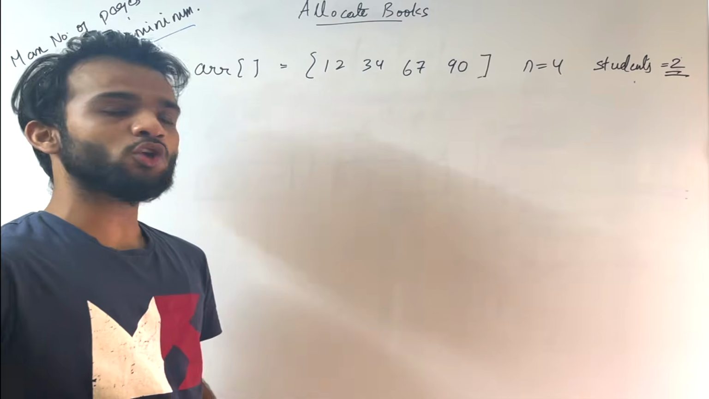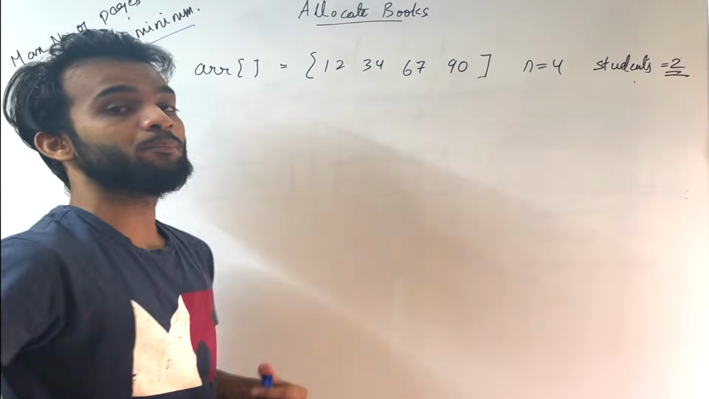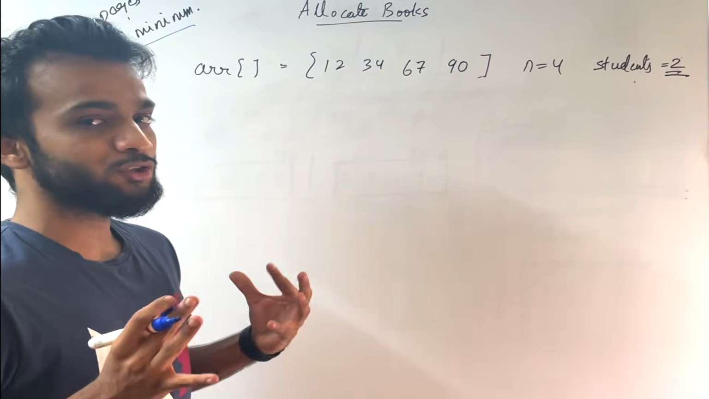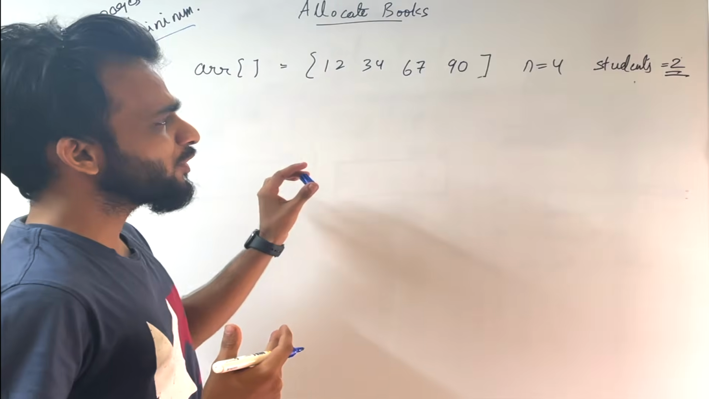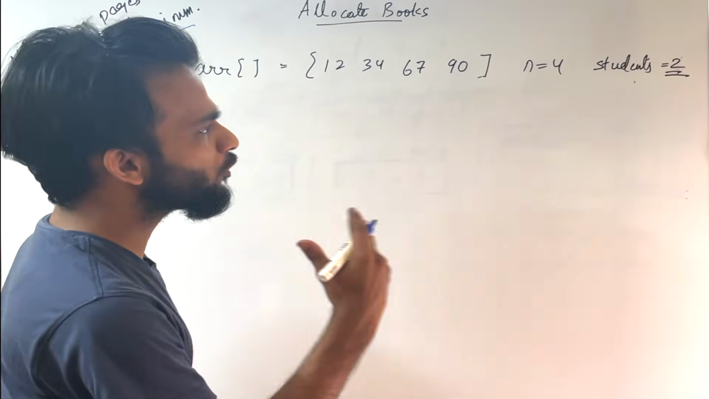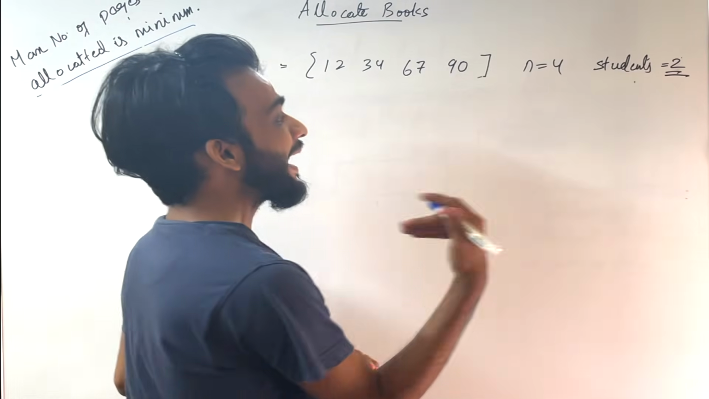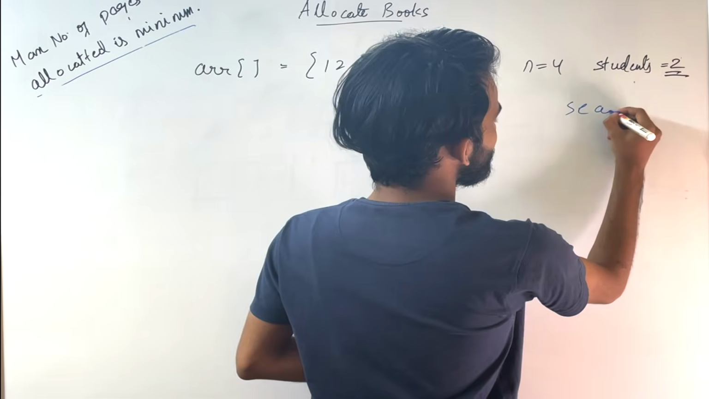Now, what will be the most optimal solution to this allocate books problem? That will be binary search. Now, why? If you have seen my previous videos, you would have got an idea that binary search can be implemented on a search space.